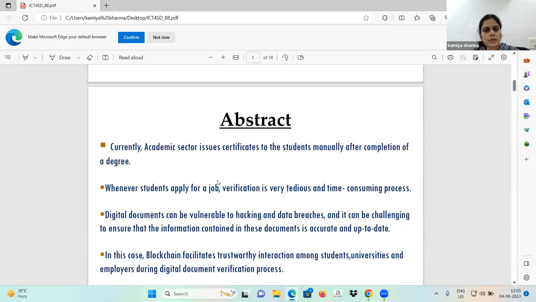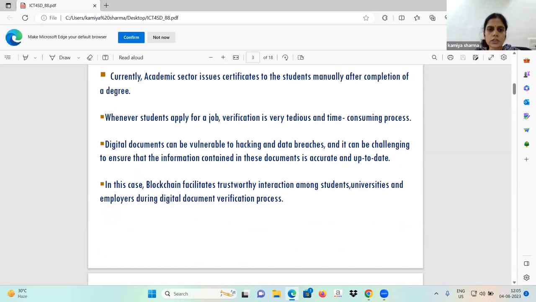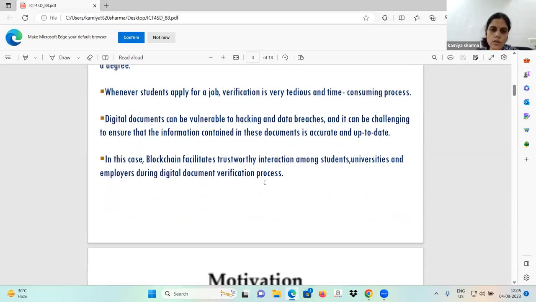The abstract of my paper is: recently academic universities or sectors provide the certificate to the students manually whenever they complete their degree. But whenever students apply for a job, verification is a very tedious and time-consuming task. Digital documents cannot be identified whether they are fake certificates or not. In that condition, we require a secure technology, and blockchain technology might be the solution because it is a completely decentralized technology and it provides a trustworthy interaction among students, universities, and employers.